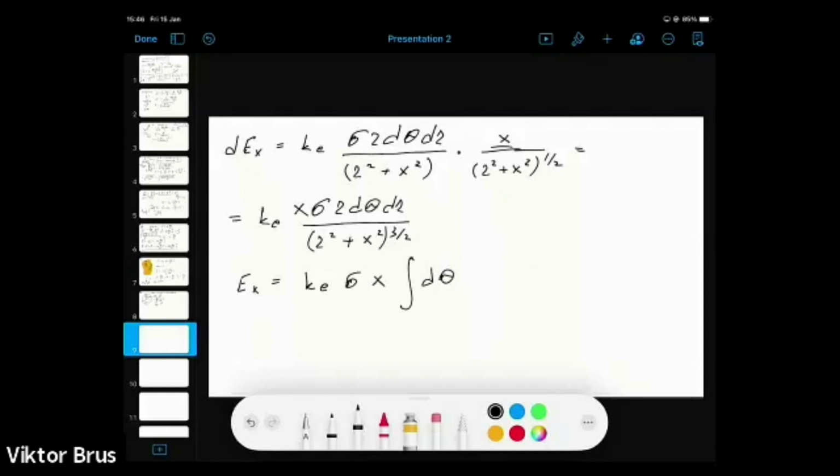So d theta is an angle in radians. It changes for the whole disk from 0 to 2 pi. 2 pi radians is 360 degrees. And then we also need to integrate from 0 to capital R, the maximum radius of the disk. It will be r times dr divided by r squared plus x squared to the power of 3/2.